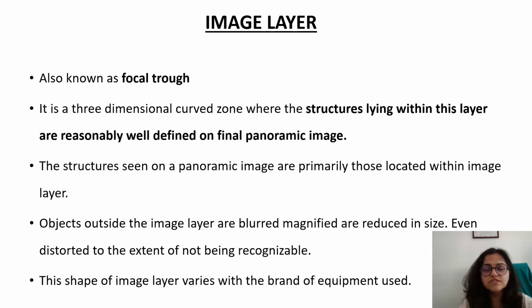Next is the image layer. What is the image layer? It is also known as the focal trough. It is a three-dimensional curved zone where the structures lying within this layer are reasonably well defined on the final panoramic image. The structures seen on the panoramic images are primarily those located within this image layer. Objects outside this image layer are blurred, magnified, or reduced in size. Even distortion can be appreciated. Thus, the size of the image layer varies with the brand of the equipment used.